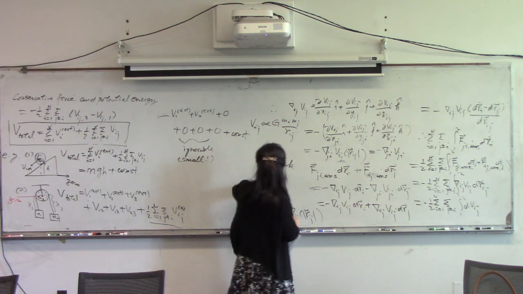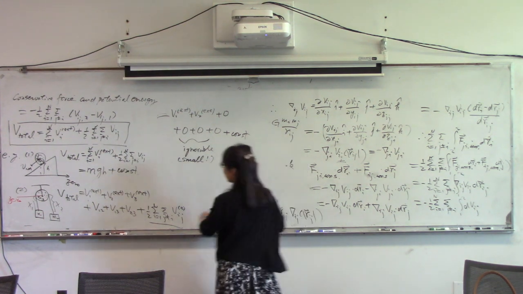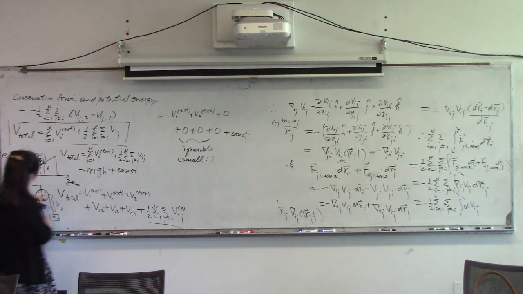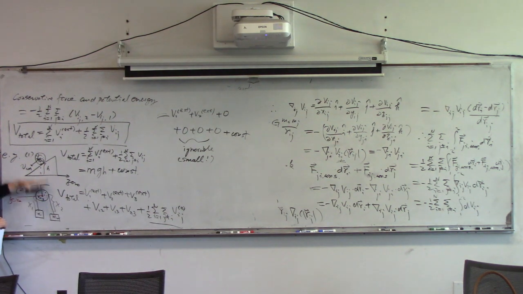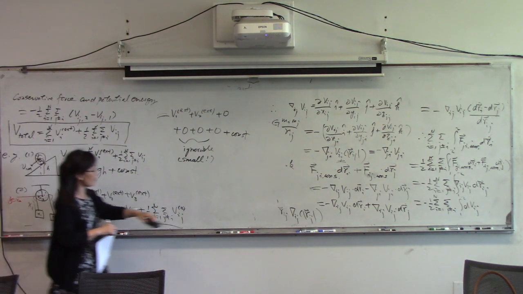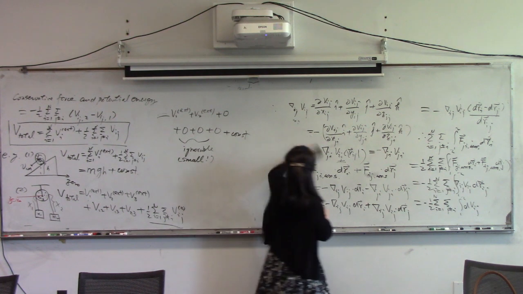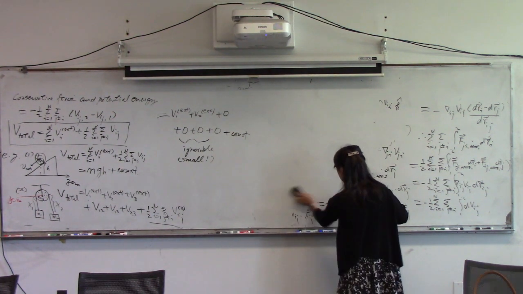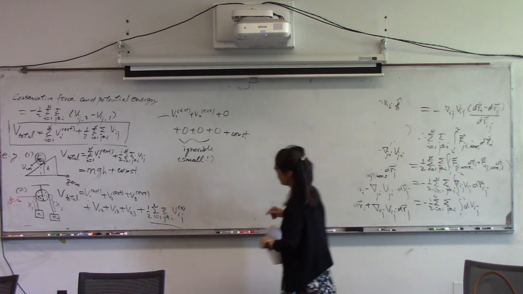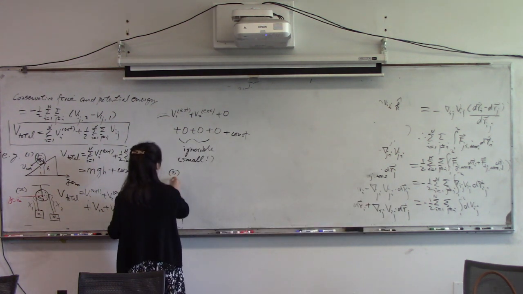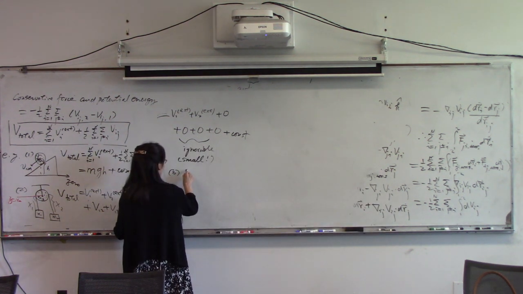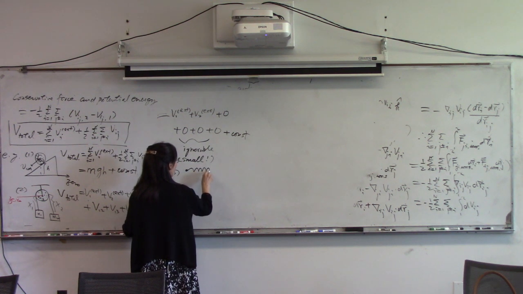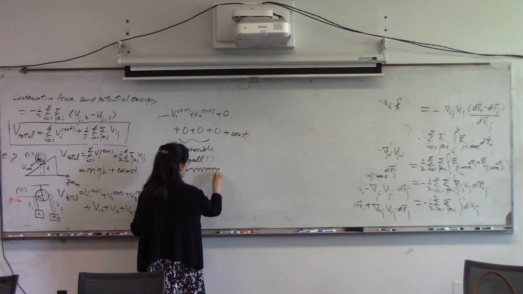If you select the potential, because this potential will not change up and down, that is always a constant. If you select that constant as 0, then you just set it to 0.